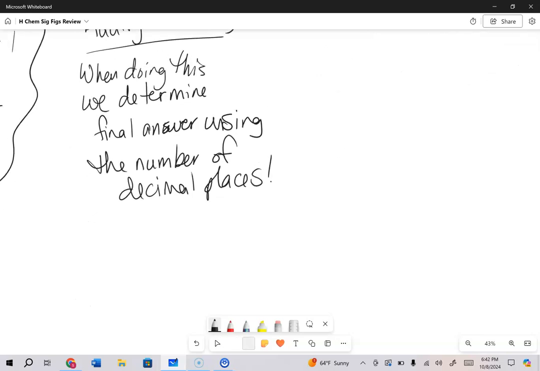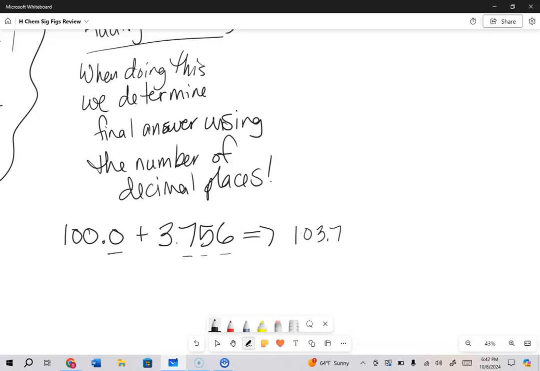So remember that this one, it was like if we had 100.0 plus 3.756. When we're adding these together, whether it's adding or subtracting, both of them are treated the same. We're going to keep the least number of decimal places. It's not about sig figs at this point. It's about decimal places. So since this number has 1, 2, 3, and this number has 1, our final answer needs to have 1. So we're going to actually do the operation just like we wrote on the board when we were in class the other day.